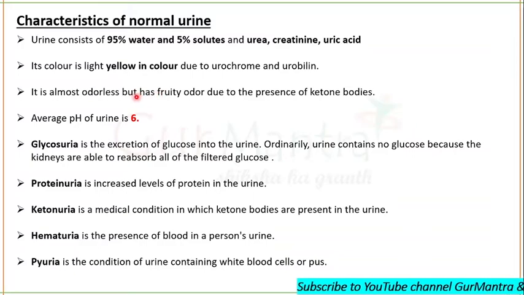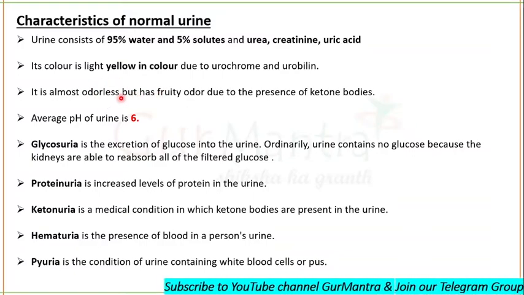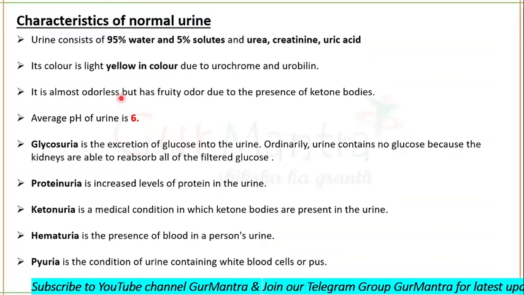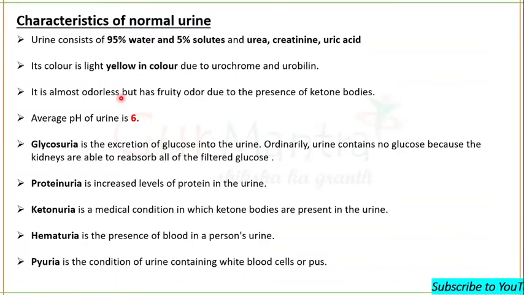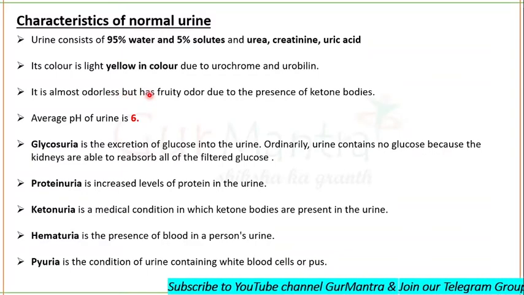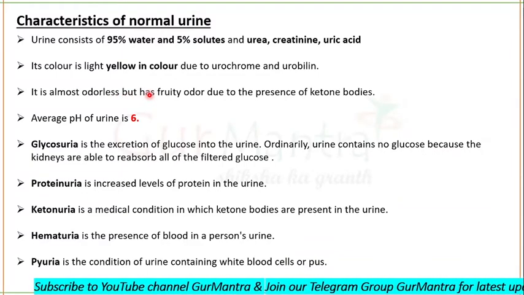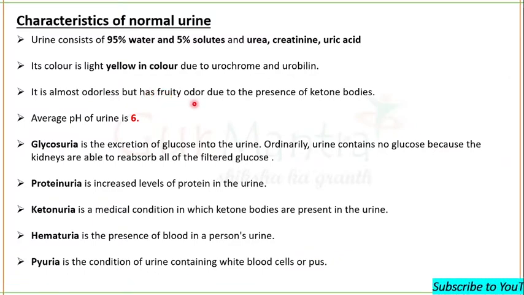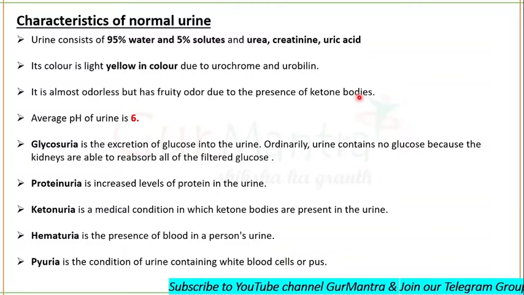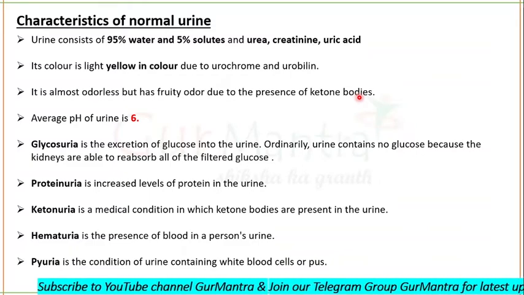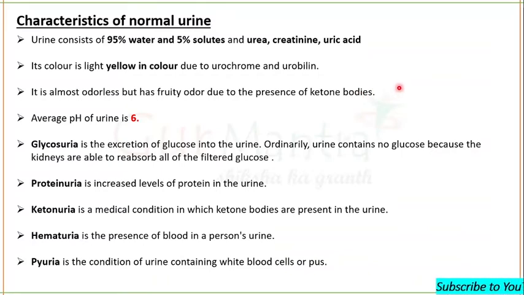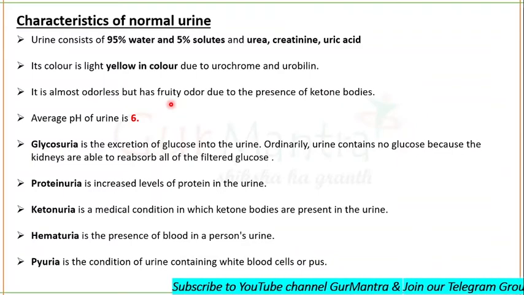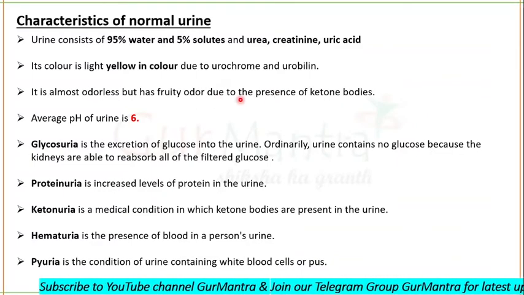Let's talk about odor. It is mostly odorless, or I will say mildly aromatic, but it becomes ammonia-like upon standing. The urine of a diabetic patient has a fruity odor, and this fruity odor is due to the presence of ketone bodies. Remember this: the diabetic patient's urine is fruity aromatic due to the presence of ketone bodies.